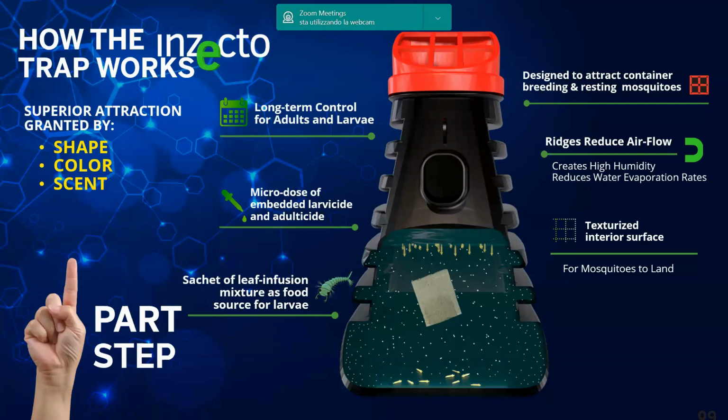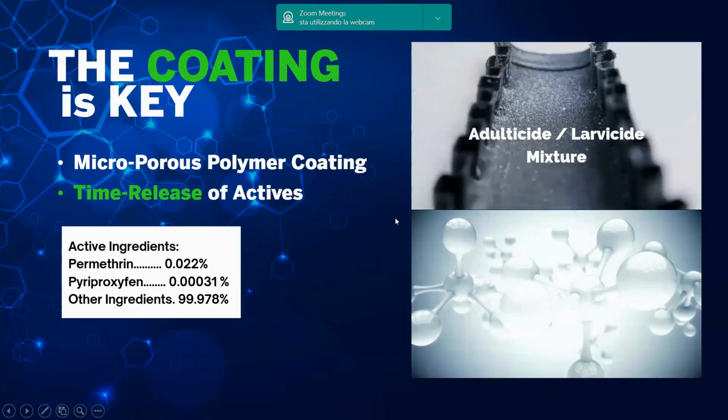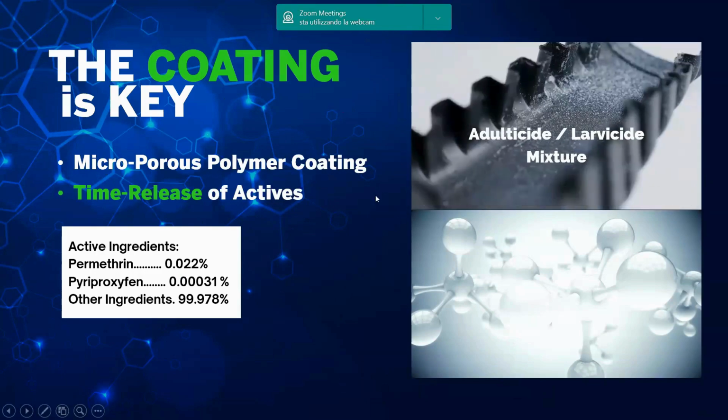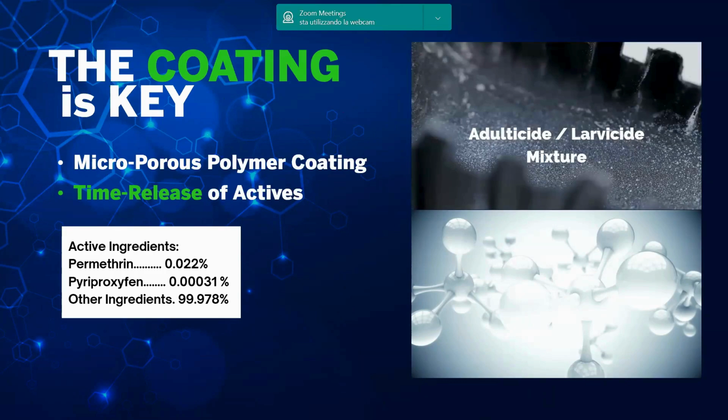The inner part is also texturized, so it has a level of roughness that is exactly what they like for them to land and lay eggs. The inner part, and this is the secret, you see how it is here in the video when it is open, is where our secret and patented formula is. It's a microporous polymer coating embedded with both the adulticide and larvicide for slow release.